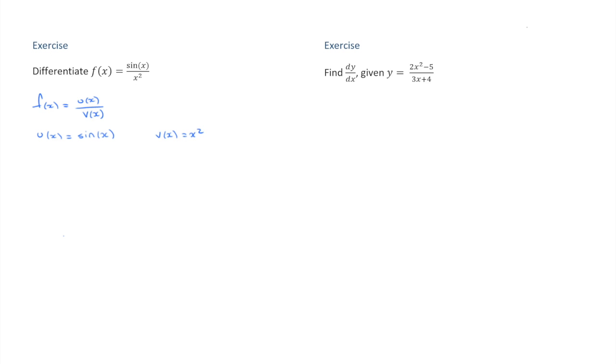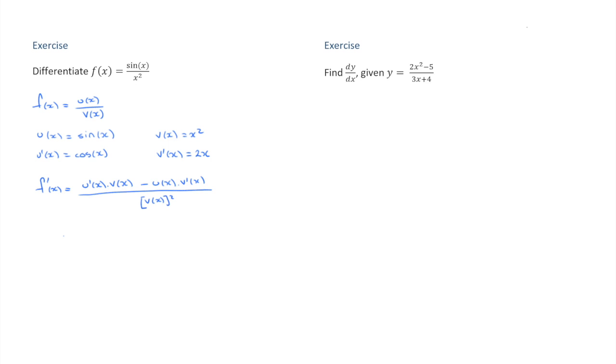And their derivatives are u dash of x, which equals cosine of x, and v dash of x, which is equal to 2x. And so we can use the quotient rule here to state that the derivative f dash of x equals u dash of x times v of x minus u of x times v dash of x, and all of that is over v of x squared.